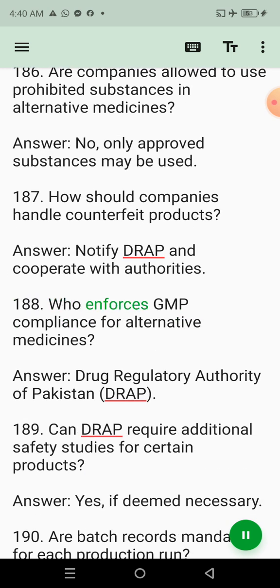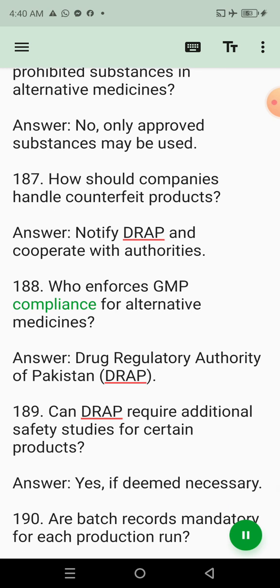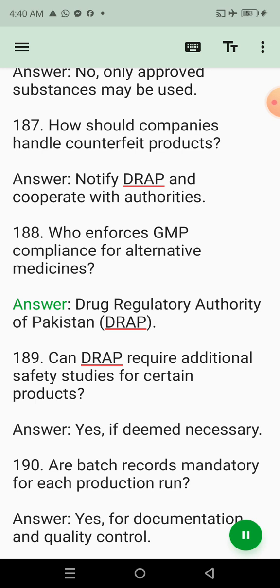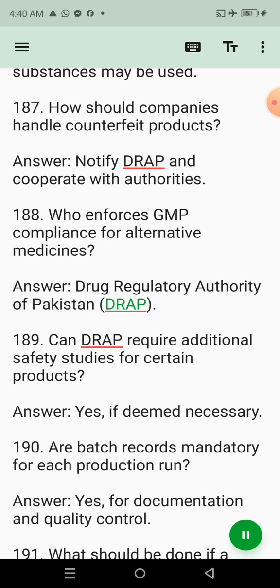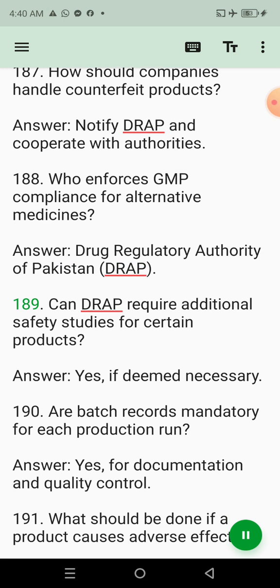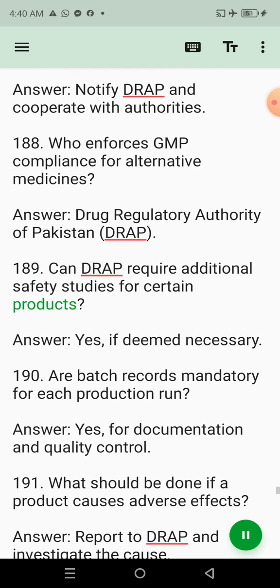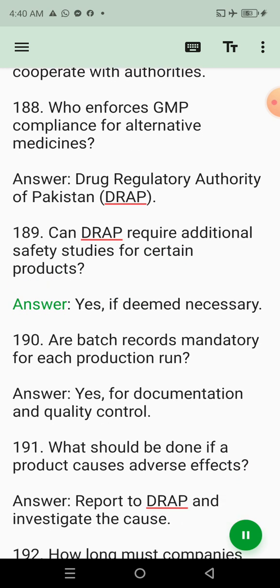188. Who enforces GMP compliance for alternative medicines? Answer: Drug Regulatory Authority of Pakistan, DRAP. 189. Can DRAP require additional safety studies for certain products? Answer: yes, if deemed necessary.